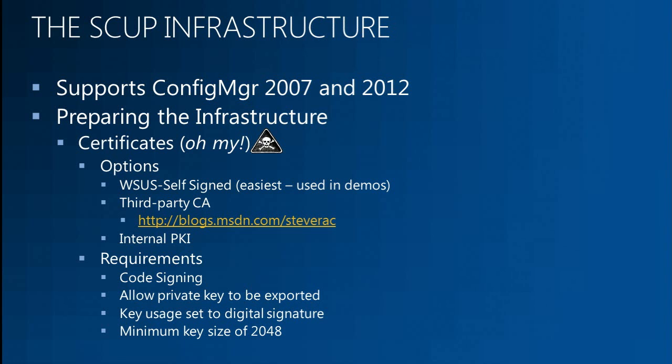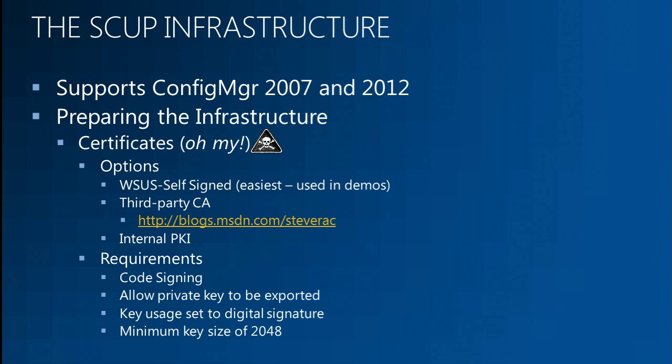Okay? There are a few requirements for the certs. There's not many. Certainly there will be a few more things you'll need to do if it's an internal PKI, but you just need a code signing cert. It has to have a private key that can be exported. Right? Key usage set to digital signature and a length of 2048. Beyond that, it's pretty simple.